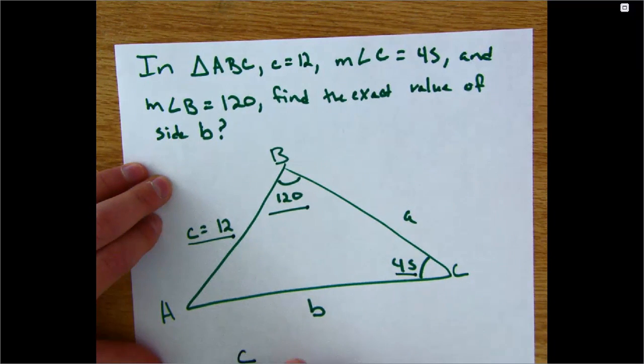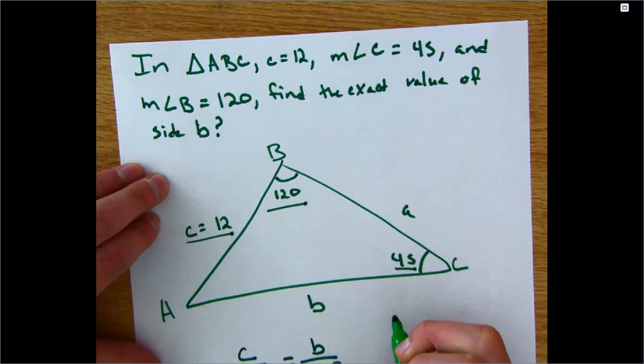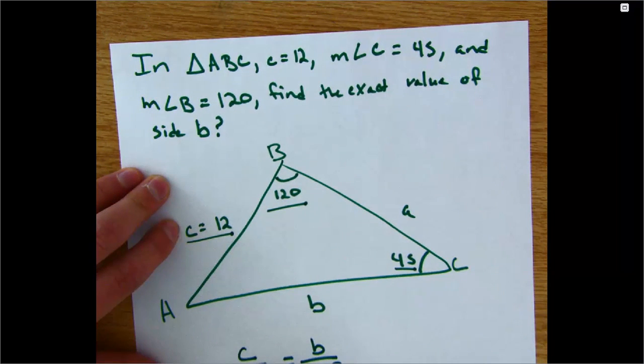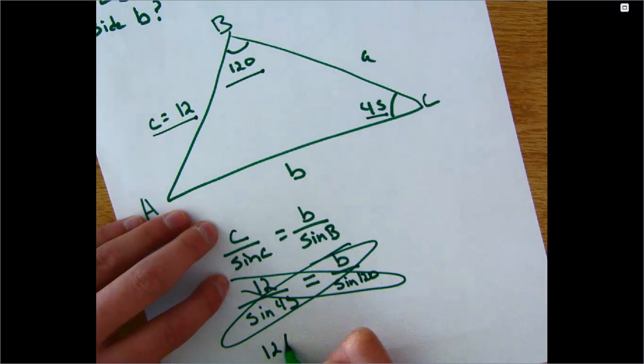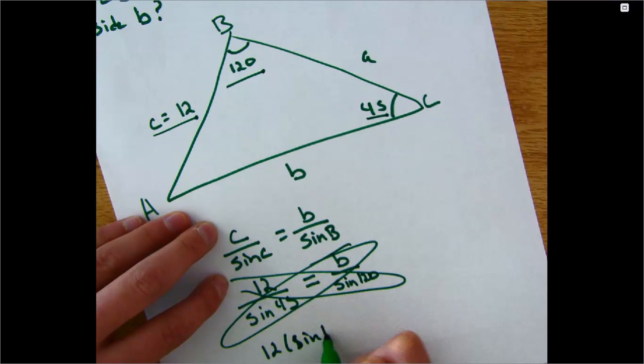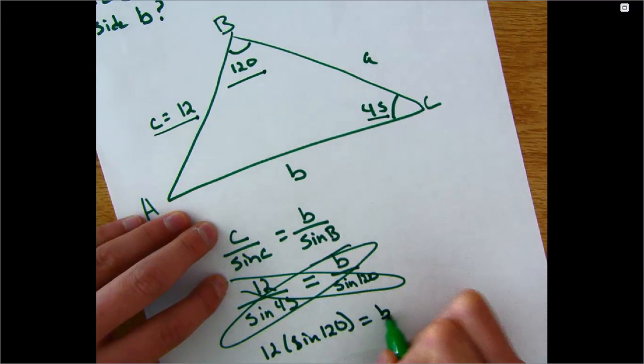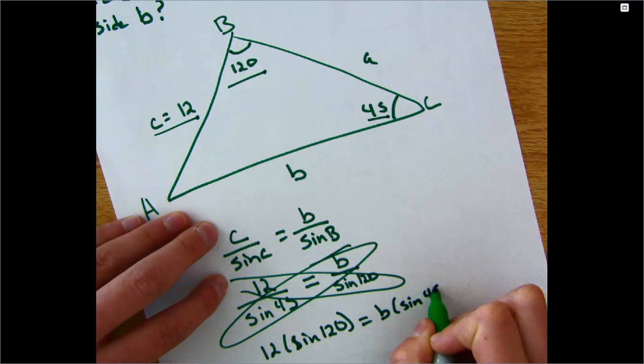So c over sine C equals b over sine B. And then you input in what you know. So 12 over sine 45 equals b, which is what you want to find out, over sine 120. Then you cross multiply. So 12 times sine 120 is equal to b times sine 45.